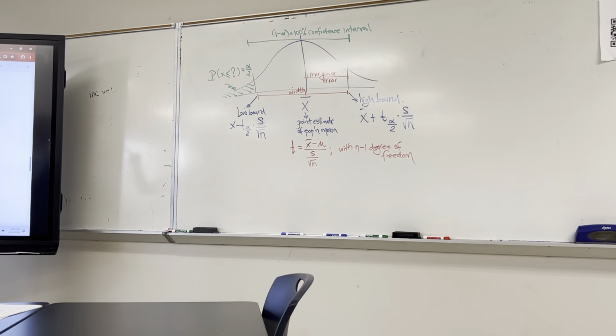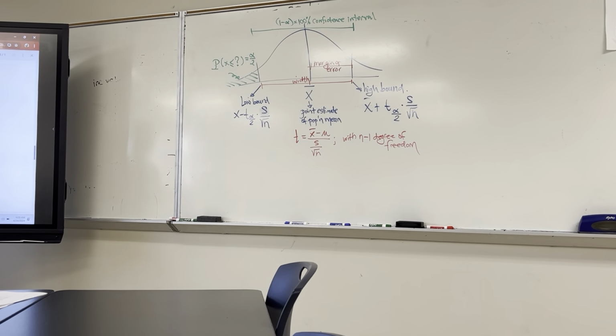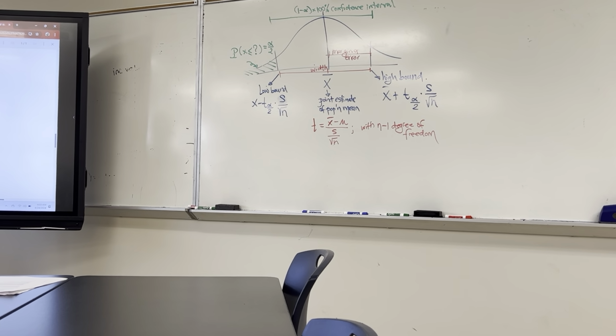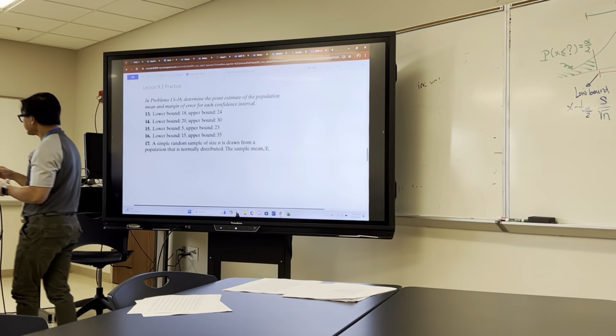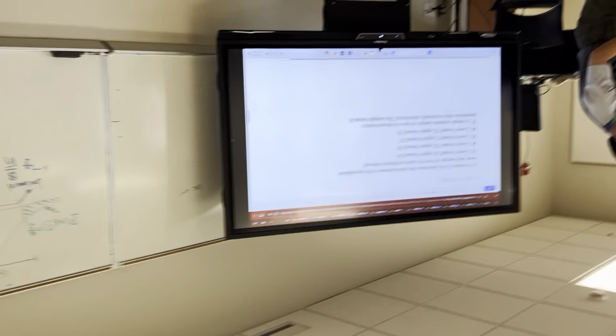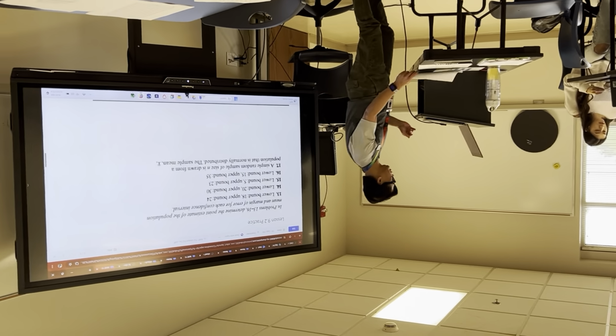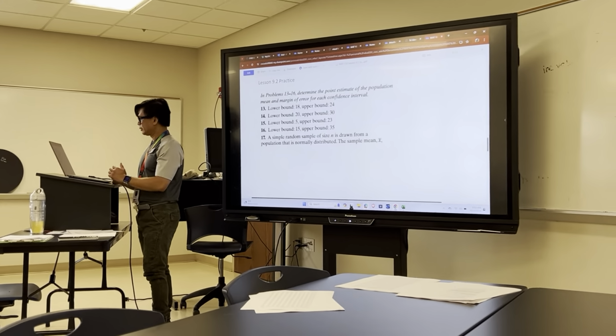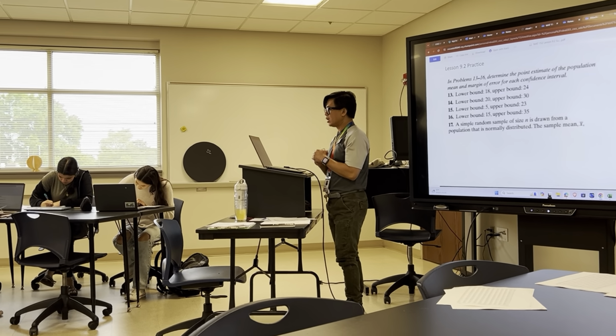So let us now read in here in problems 13 to 16 how we're going to work on this one, okay? Let's read this one first. Brett, please. Thank you. Numbers 13 to 16. In problems 13 to 16, determine the point estimate of the population mean and margin of error for each confidence interval.